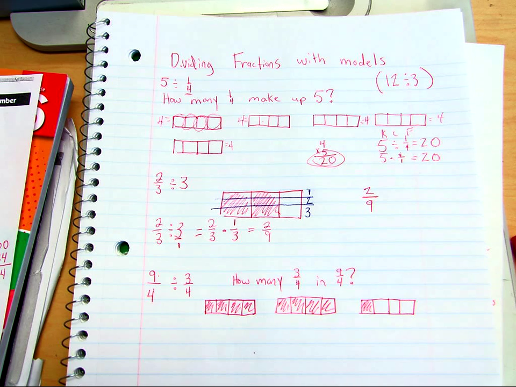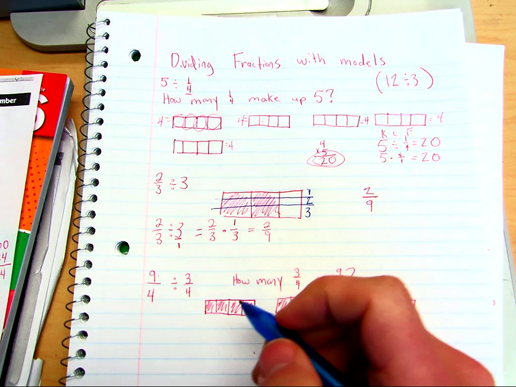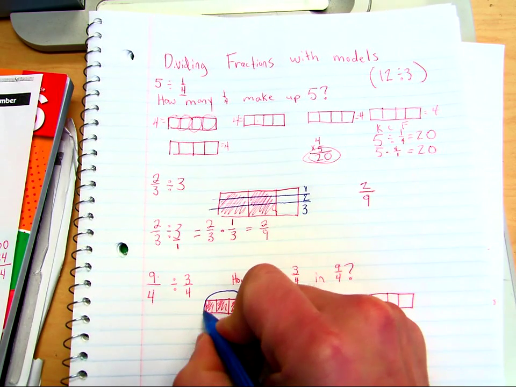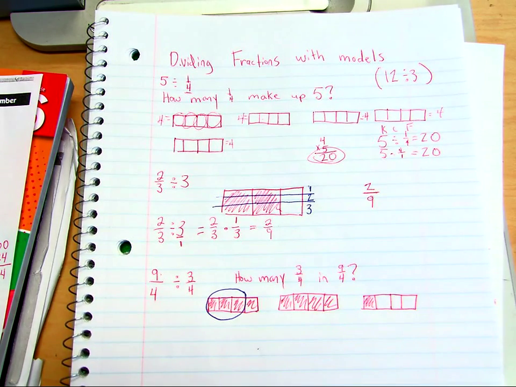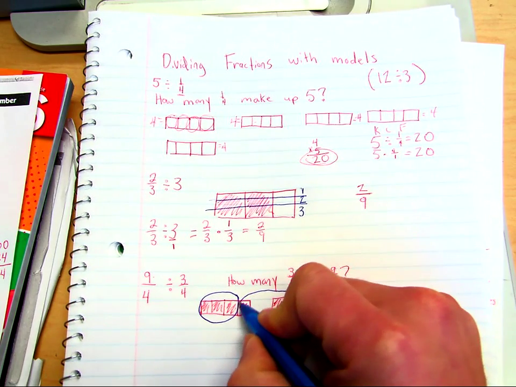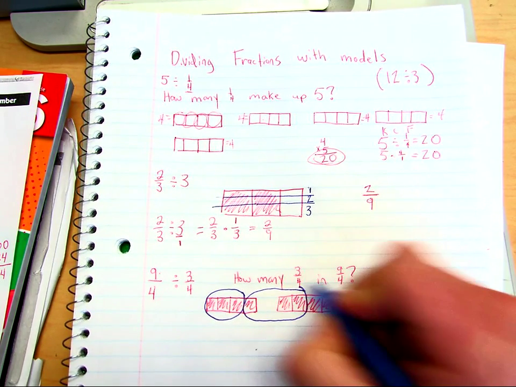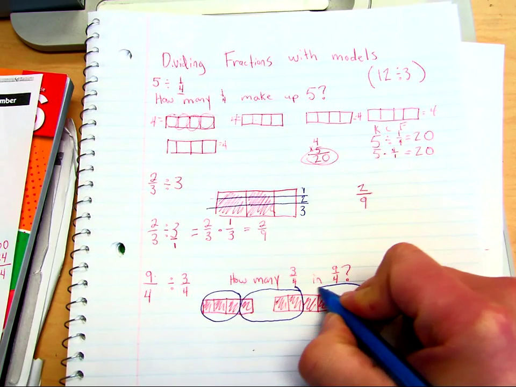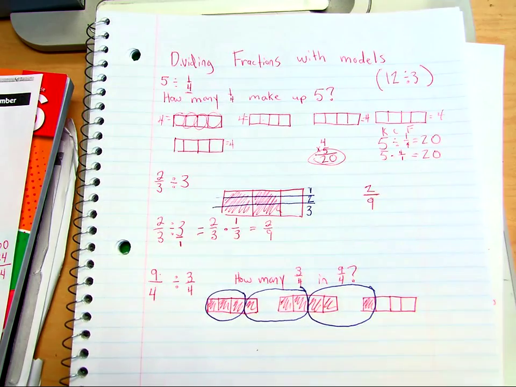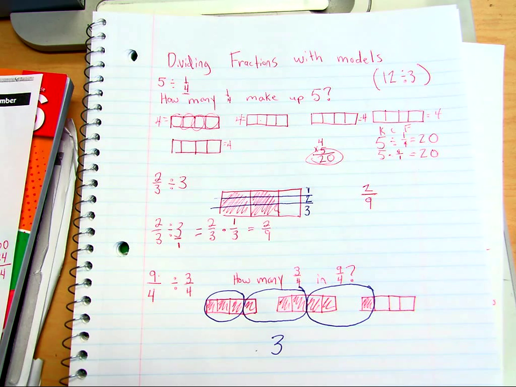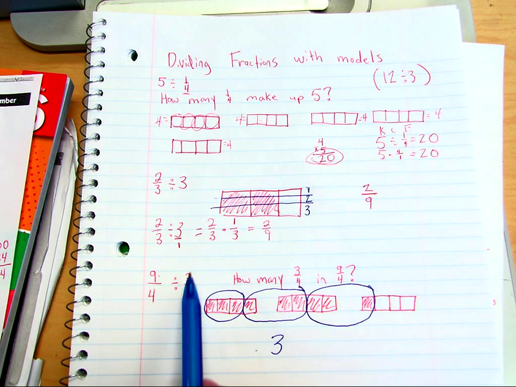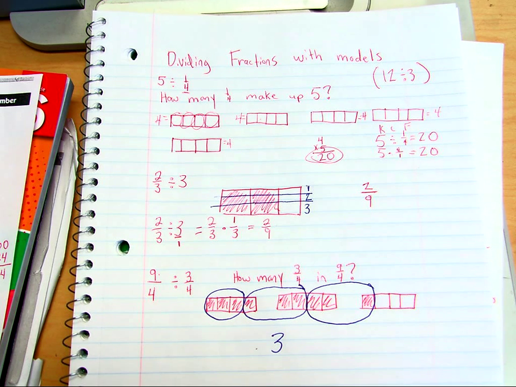Now I want to break it into groups of 3/4. I'm trying to see how many groups of 3/4 we can get. So that would be a group of 3/4. That would be a group of 3/4. And this would be a group of 3/4. So my answer is 3. If we had 9/4 of a pizza and each person got 3/4 of a pizza, how many people could have pizza? 3 people could have pizza.